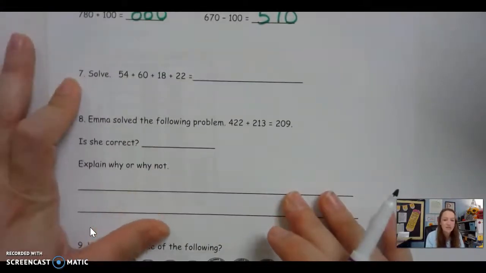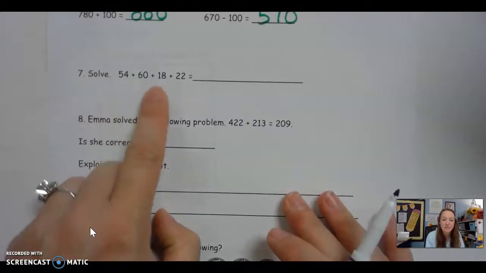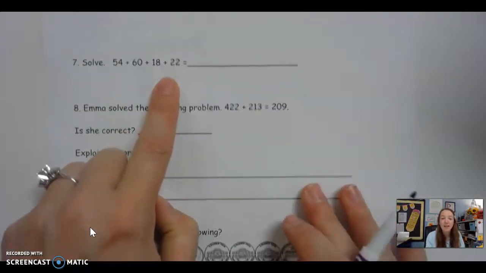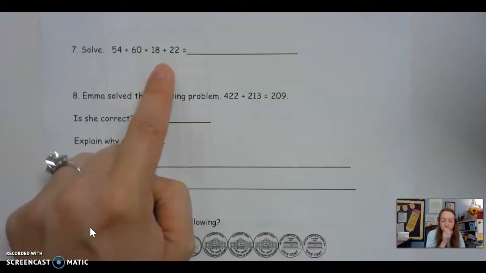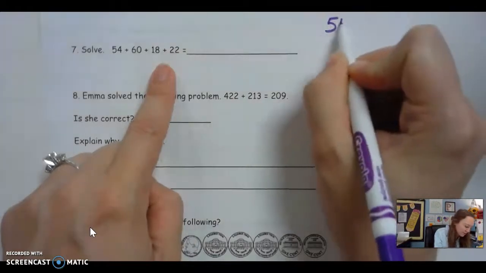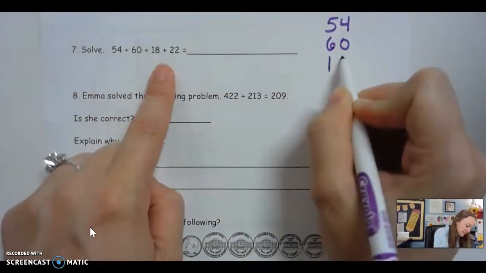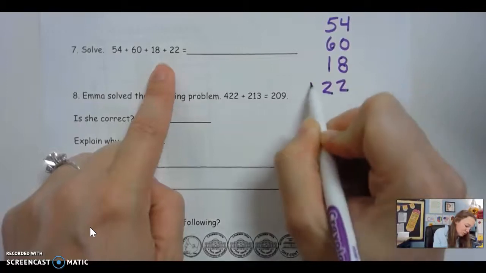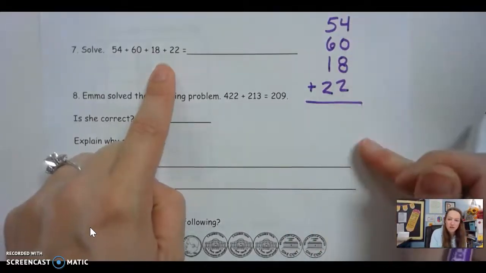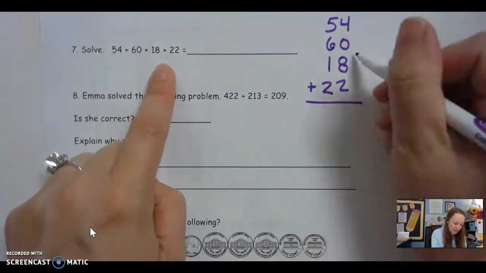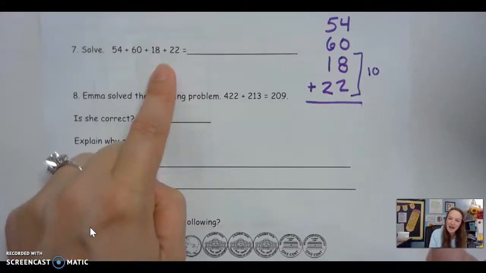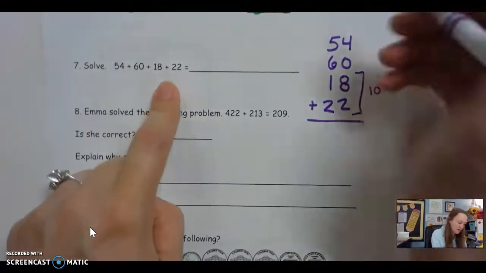Number 7 says solve. So I'm going to be adding these 4 numbers together. Like the other problem, you can pick which strategy you would like to use. It does not have to be vertical. Today, I am going to be doing the vertical version. So I'm going to line up my numbers, 54, 60, 18, and 22. My 1s are in a column and my 10s are in a column. So 1s, 4, oh, actually, down here, I could make a 10. So 10 plus 4 is 14.